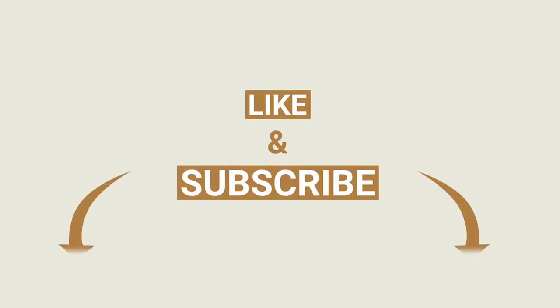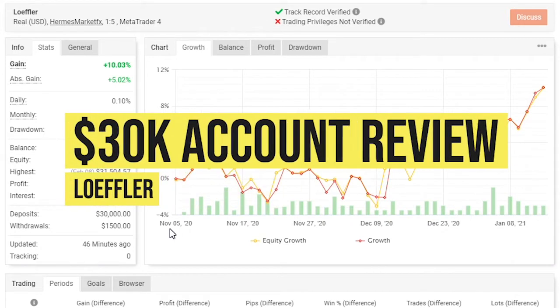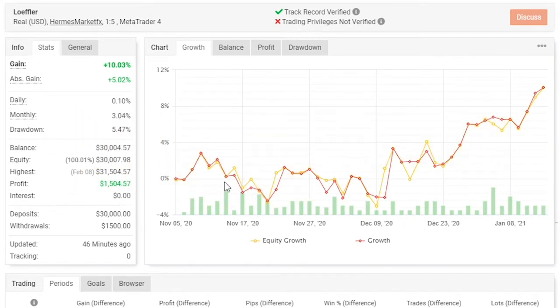Good evening. We're looking at the account of Loeffler, one of our traders on the Funded Trader program. This trader has been with us from the 5th of November 2020 up until the current present date of the 11th of Feb 2021. This trader has had a unique journey, and we can see from the equity curve, this trader's had a big drawdown of 2.62%.